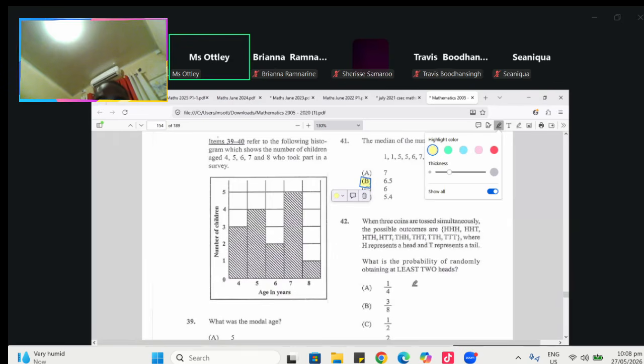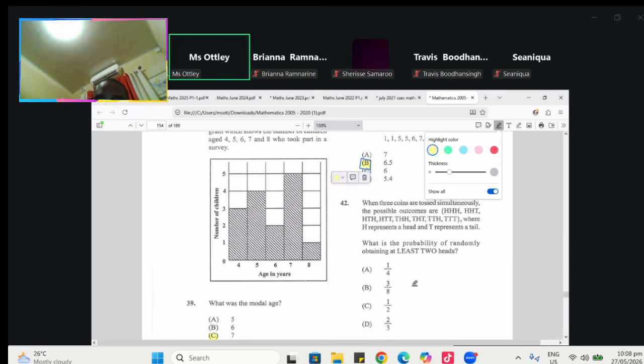When 3 coins are tossed simultaneously, the possible outcomes are, well, H is heads, T is tails. So we're seeing the outcomes. They want us to find the probability of randomly obtaining at least 2 heads.